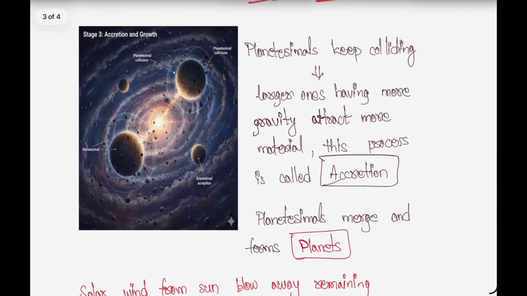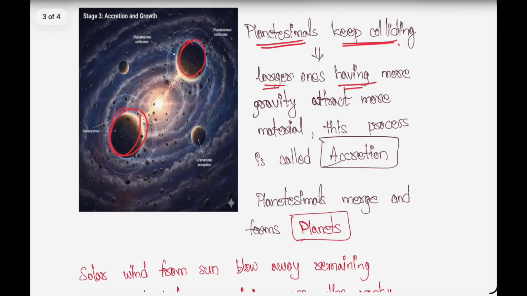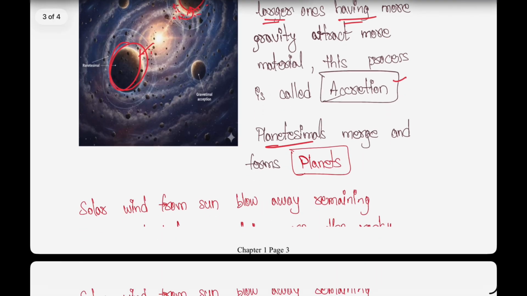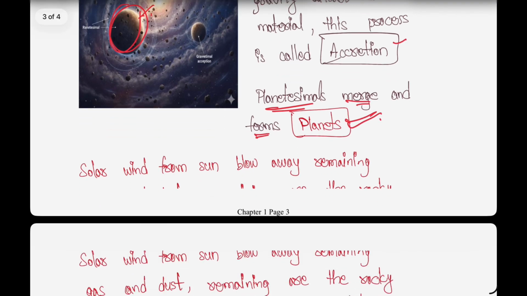So once these planetesimals are formed, they will keep colliding, and the larger ones, having more gravity, will attract more material towards them. See here also, they are attracting more materials around them, and they combine with these planetesimals by the process called accretion, and the planetesimals merge and form the planets. That's how the planets have been formed.